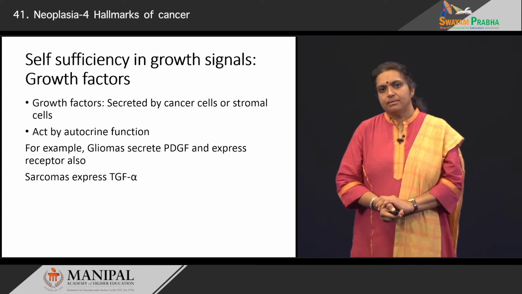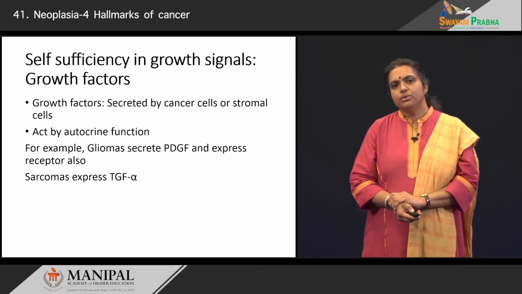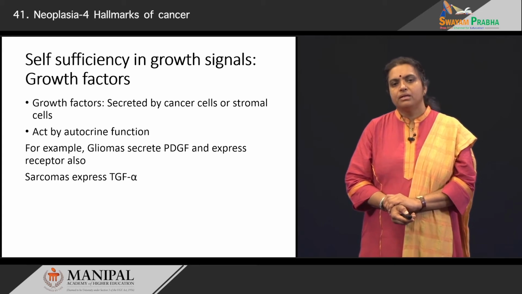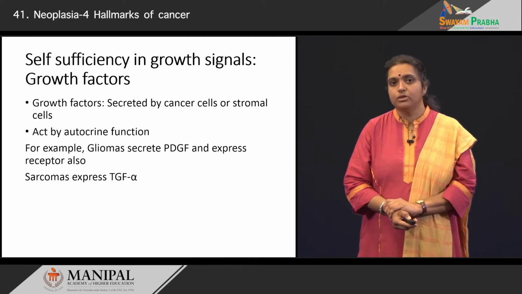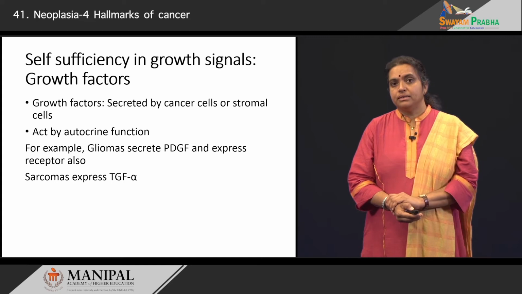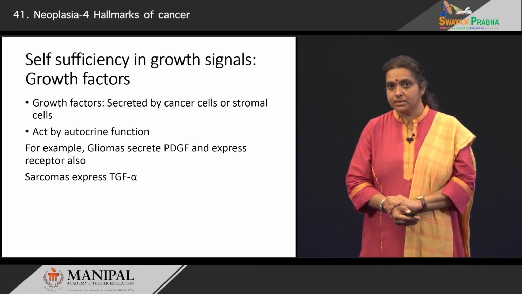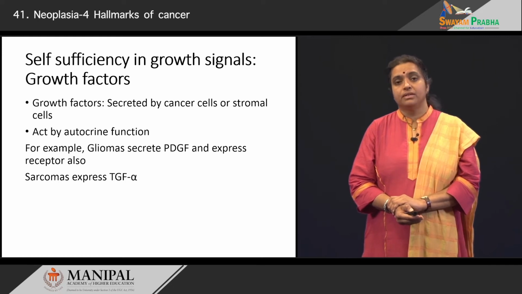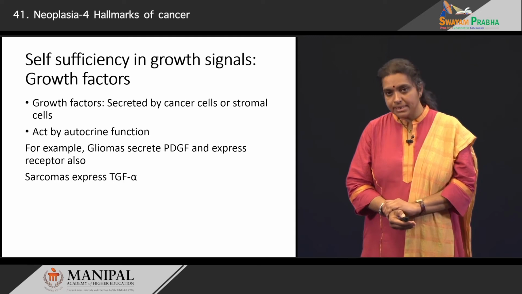So, let us discuss each of these in a little detail. First, we will go to growth factors. Now, growth factors are normally secreted by cells. They need the growth factors for cellular proliferation, but usually the scenario in a normal cell is, if a cell secretes a growth factor, it does not have the receptor for it. The receptor for it will be in a neighboring cell.